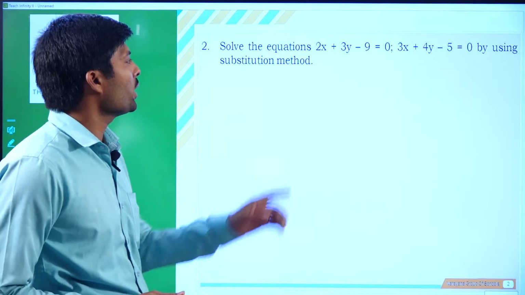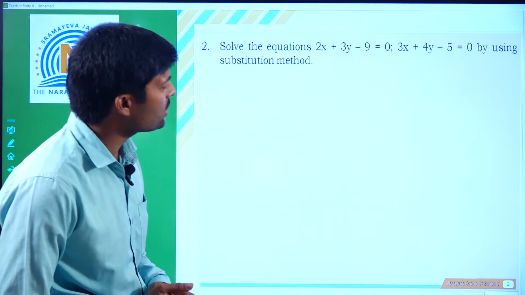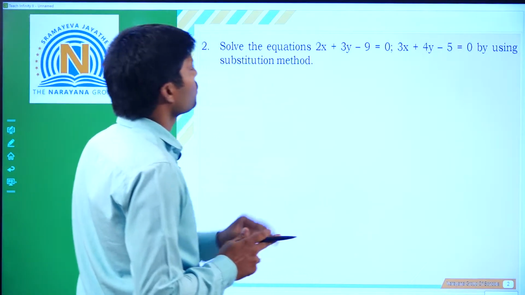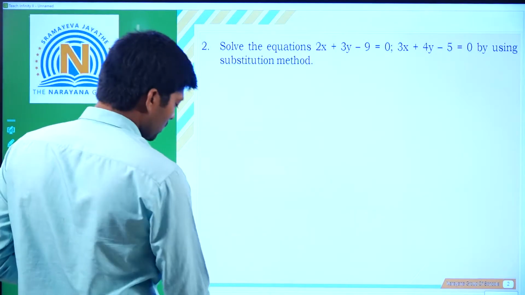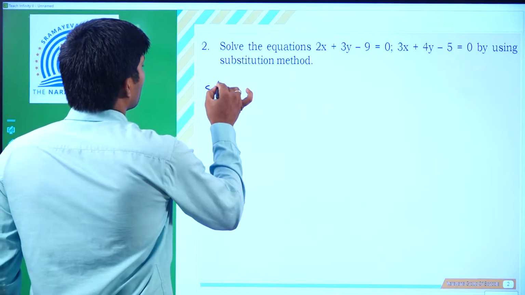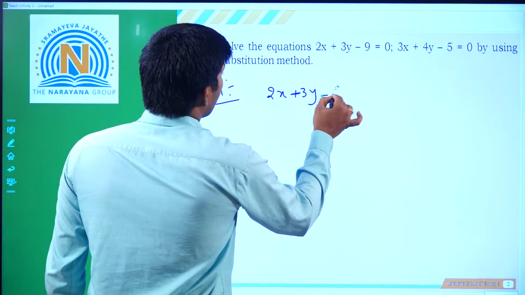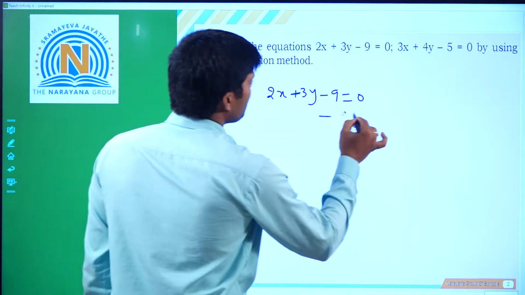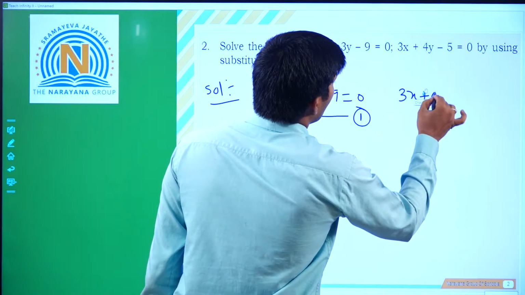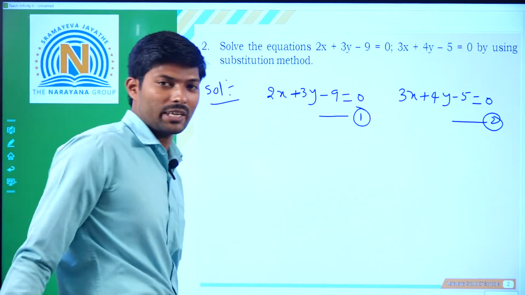Solve the equations 2x plus 3y minus 9 is equal to 0, 3x plus 4y minus 5 is equal to 0 by using substitution method. In this question also we have to find the solution of the equations by using substitution method. So, what are the two equations? 2x plus 3y minus 9 is equal to 0; let us take this as the first equation. Similarly, 3x plus 4y minus 5 is equal to 0; let us consider this as the second equation.